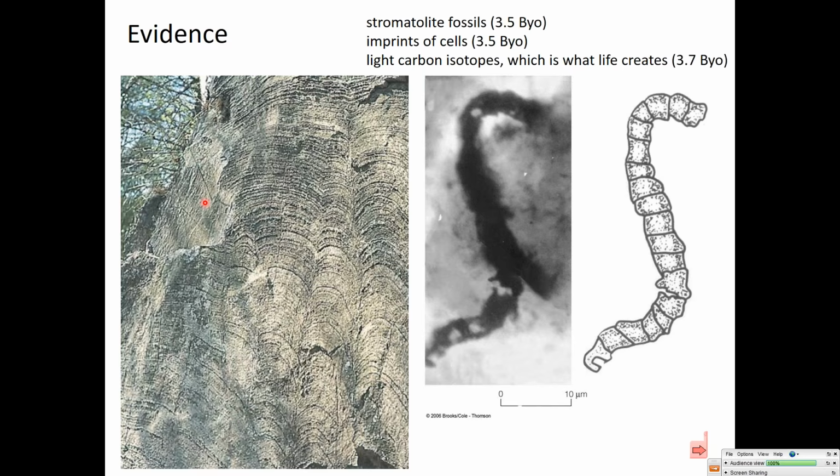Here's another cross-section of one of those stromatolites. You can see the layering. This is actually a fossil imprint of the bacteria from these stromatolites. So this is the hard evidence that we have of this life on Earth. And the fossils date back to 3.5 billion years ago. So that's the oldest direct evidence of life on Earth, 3.5 billion years ago.